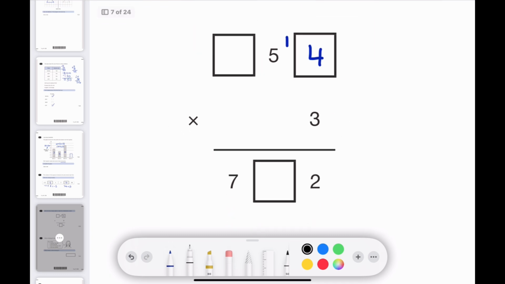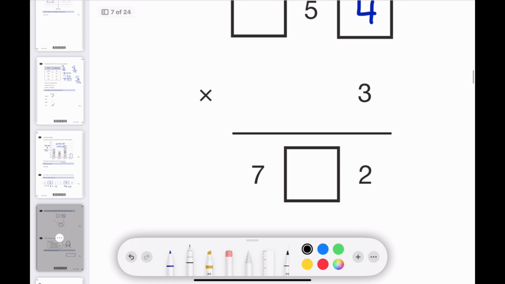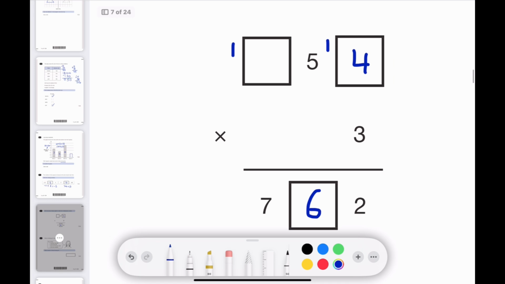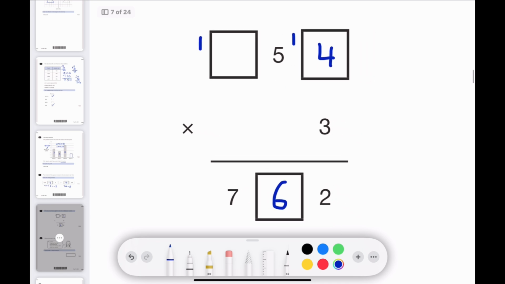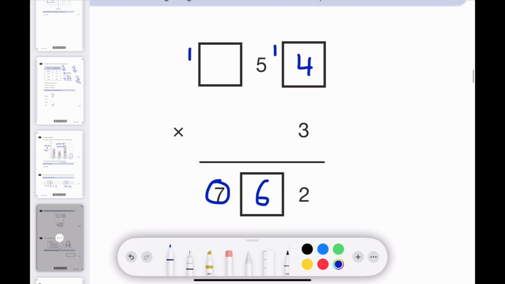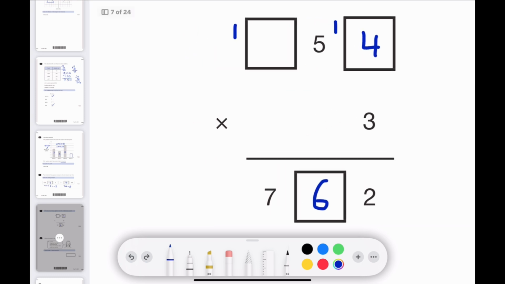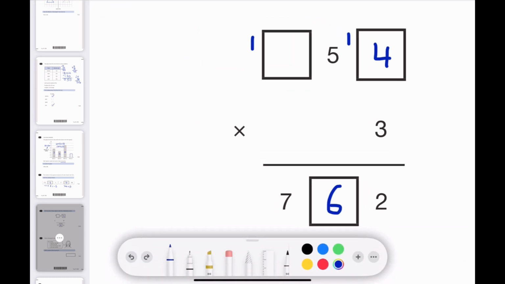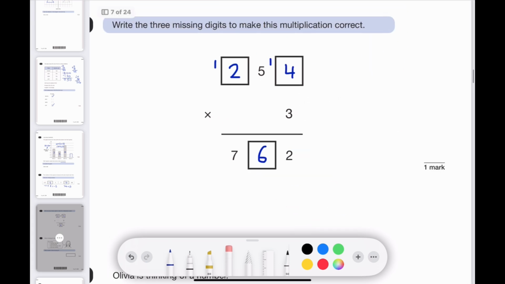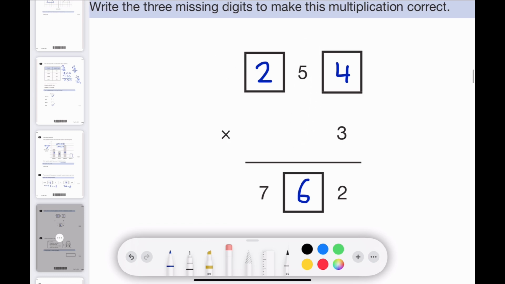So 5 times 3 equals 15. Add the 1 we carried over equals 16. So you carry a 1 over here. So we know that this was from adding the 1. So we take away 1 from 7, which equals 6. And 6 divided by 3 equals 2. So our missing numbers are 2, 4, and 6.